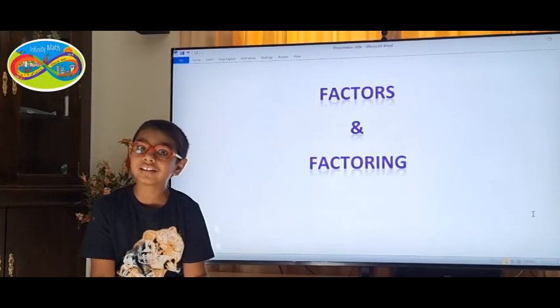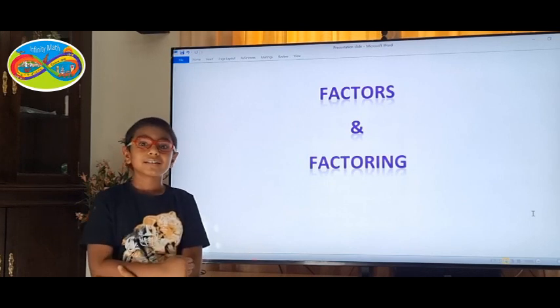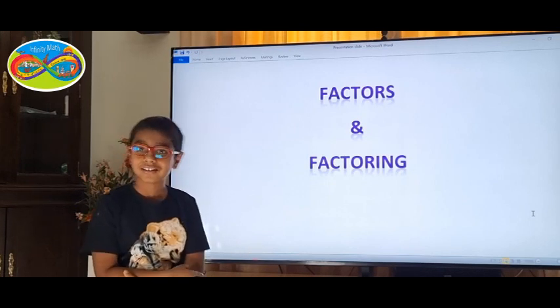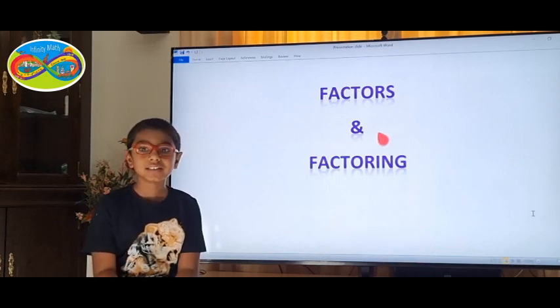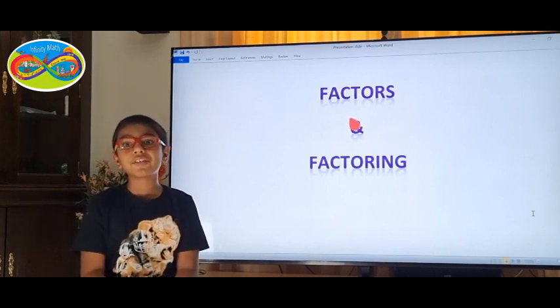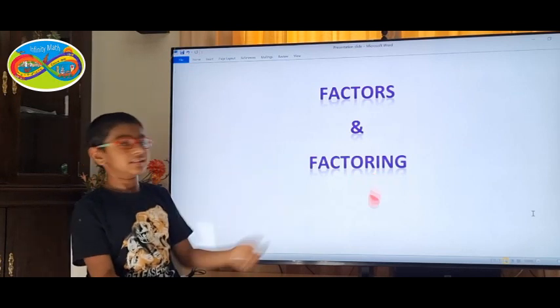Learning about something new. So, are you excited to learn? Then let's get started. Our topic today is factors and factoring, as you can see on the screen.